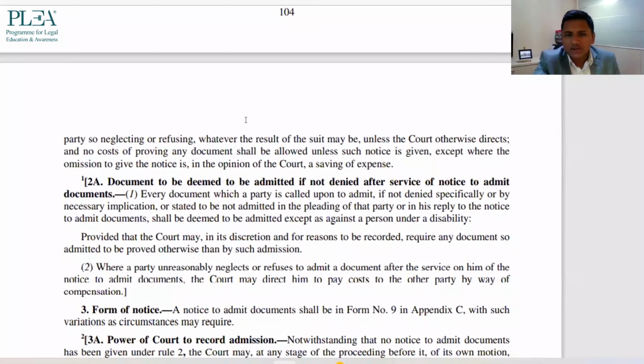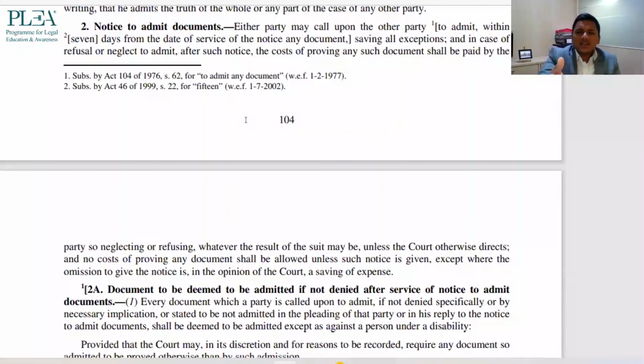So beautifully drafted. What it says is that you give the other side a notice, call upon the other side to admit a particular document which you are desirous that he should admit. Let him say yes, let him say no. If he says yes, it's fine. If he says no, then also it's fine, you proceed as per law.